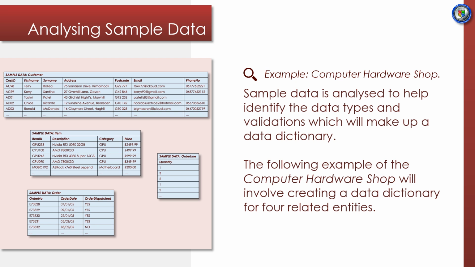Now let's look at an example from a computer hardware shop. We can see some sample data that we have been provided here. We have 4 entities. Those entities are customer, item, order line and order. We will analyse this data, identify the data types and validations, and we will start to populate a data dictionary using this sample data.